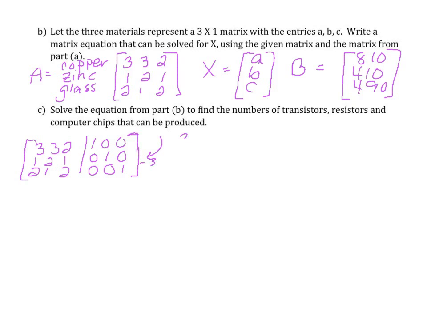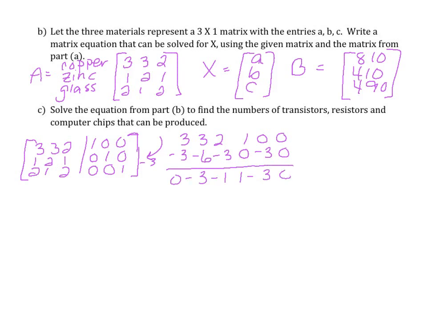So 3, 3, 2, 1, 0, 0, -3, -6, -3, 0, -3, 0. This will give us 0, -3, -1, 1, -3, 0. So this is our new middle row.